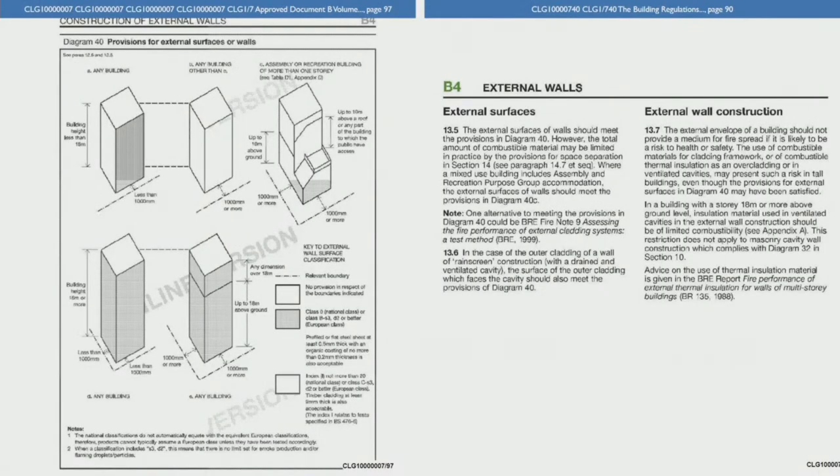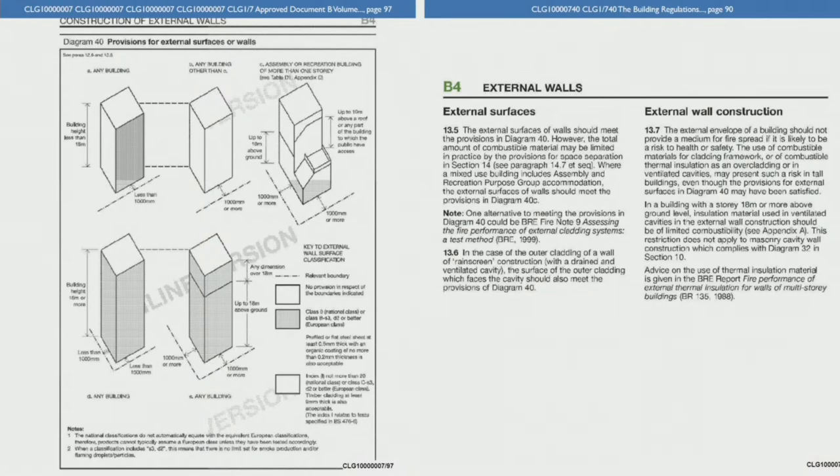We also see, while we're on it, at 13.7, there's a prior paragraph which says this: the external envelope of a building should not provide a medium for fire spread if it is likely to be a risk to health or safety. The use of combustible materials for cladding framework or of combustible thermal insulation as an overcladding or in ventilated cavities may present such a risk in tall buildings, even though the provisions for external surfaces in diagram 40 may have been satisfied. What did you understand that to be telling the reader? That you need to comply with both.